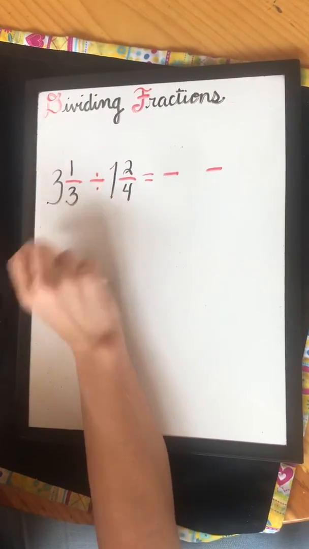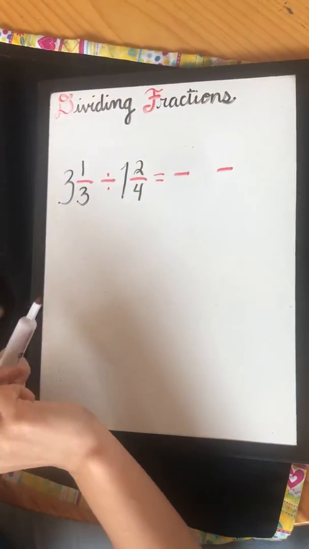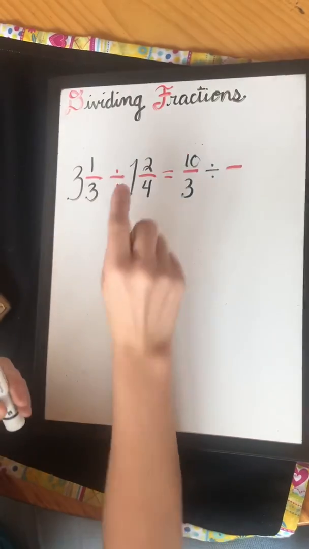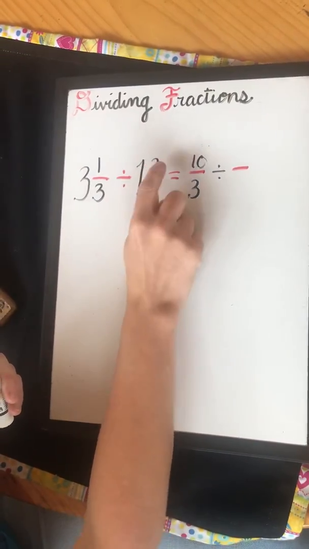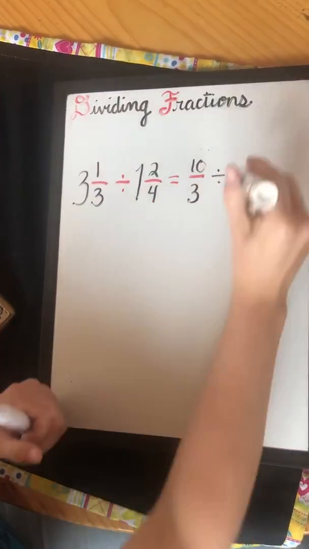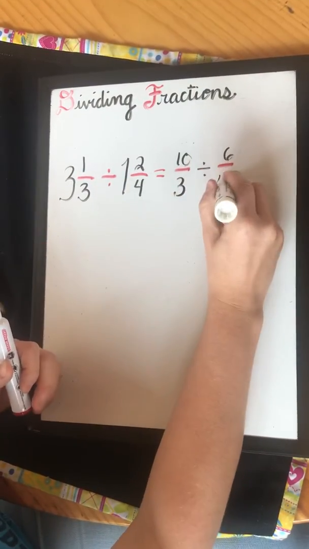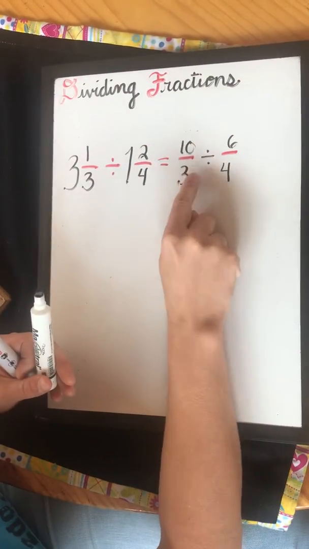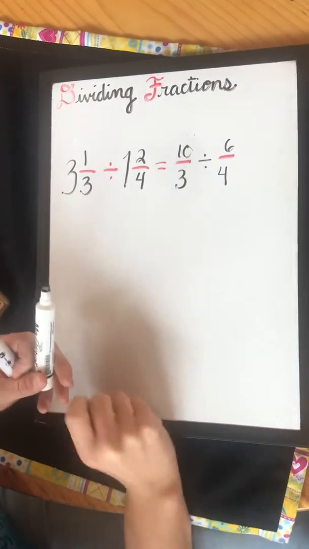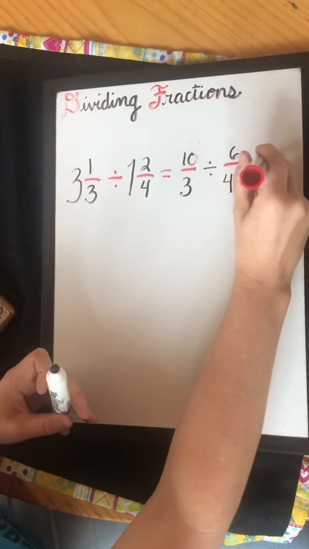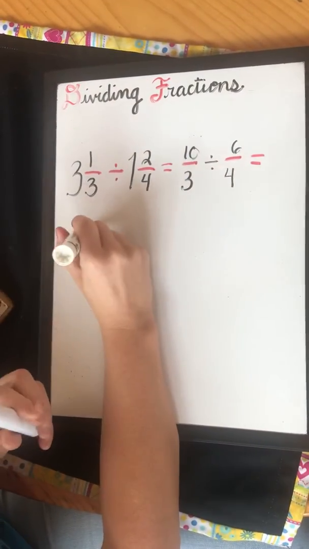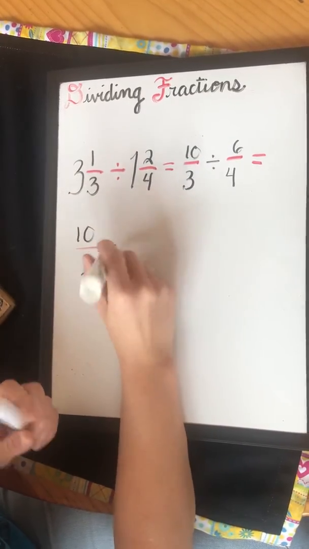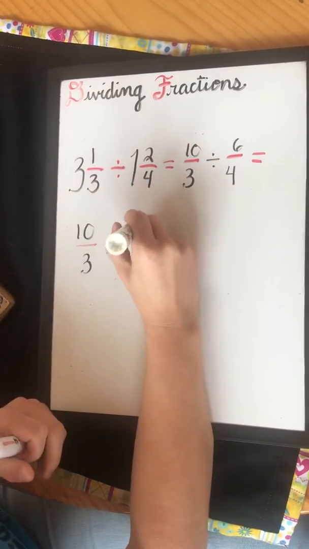We have 3 times 3, which is 9, plus 1 is 10. So we have 10/3 divided by, 4 times 1 is 4, plus 2 is 6, 6/4. All right, and now let's rewrite our division as a multiplication of the first fraction by the reciprocal of the second fraction. So now we have 10/3 multiplied by 4/6.